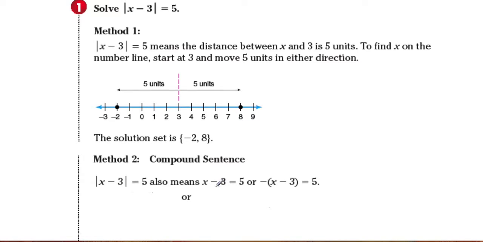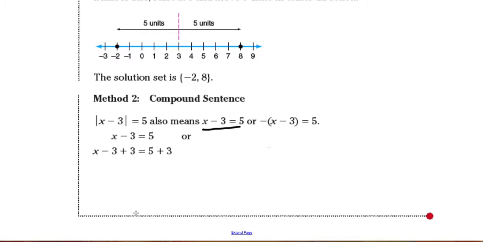Okay? So let's take a look at this one. So this one means x minus 3 equals 5. We can solve this easily for x. We simply add 3 to both sides. We end up with x equals 8. Okay? And let's take a look at this scenario right here. You have the negative quantity x minus 3 equals 5.